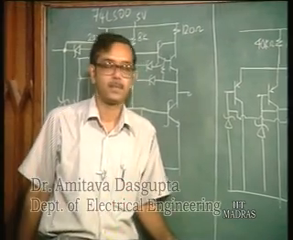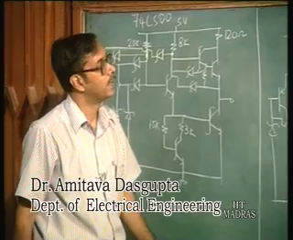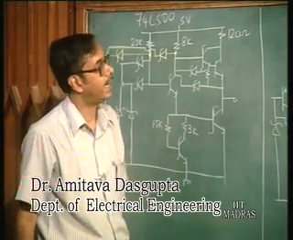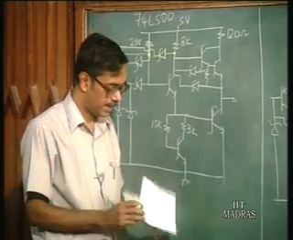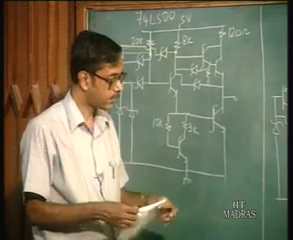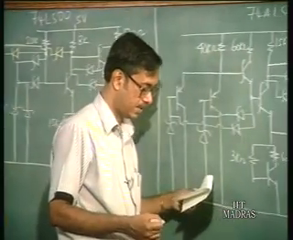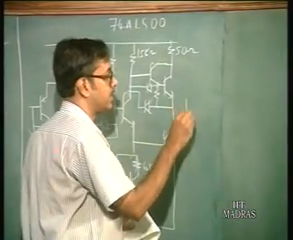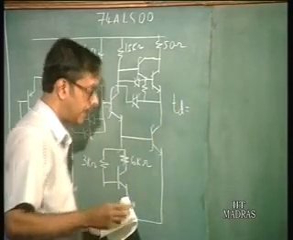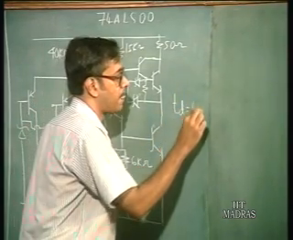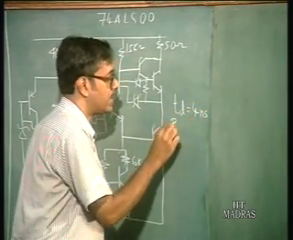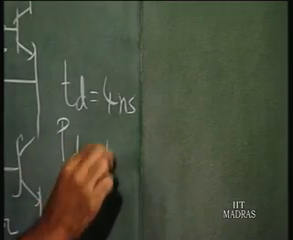All right. And the other modification is higher resistances. So in the ALS series, the properties are: the delay is 4 nanoseconds and the power dissipation is 1 milliwatt.